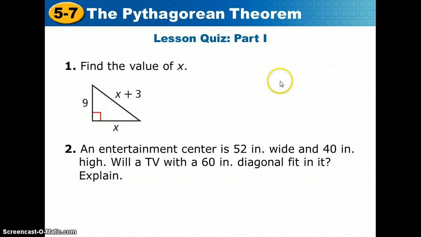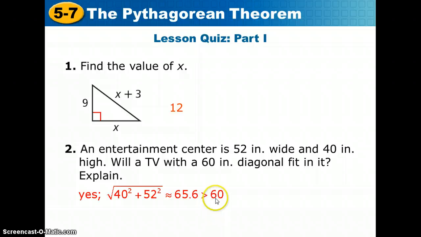So you'll notice we have a lesson quiz again. There's a few problems here. Pause the video and try and work them out, and then check your answers. Okay, if you've taken time to do these, here are the answers you should have gotten. Number 1, x is 12. That works out a lot like example 1 from earlier in the notes. Number 2 is going to work out a lot like example 2. Yes, the TV with the 60-inch diagonal will fit in because 65.6 is greater than 60.